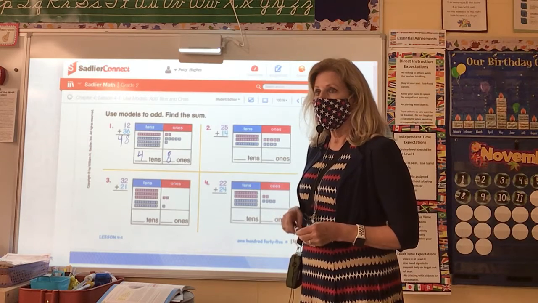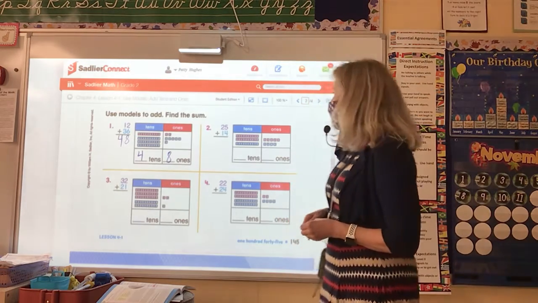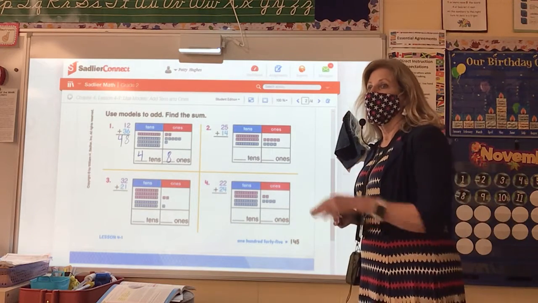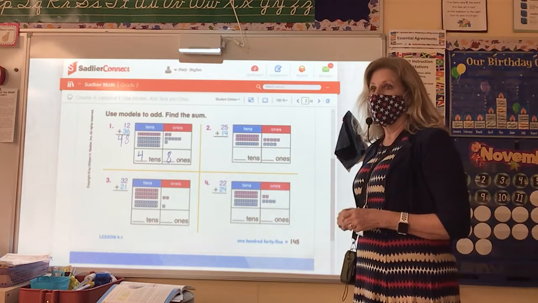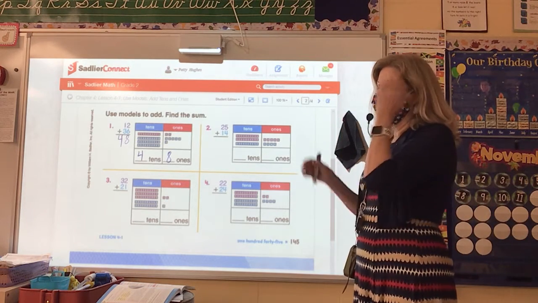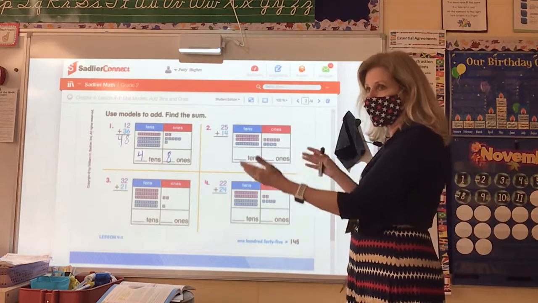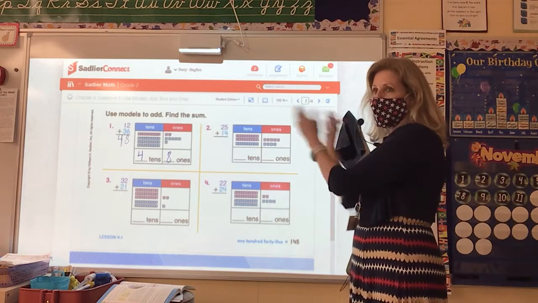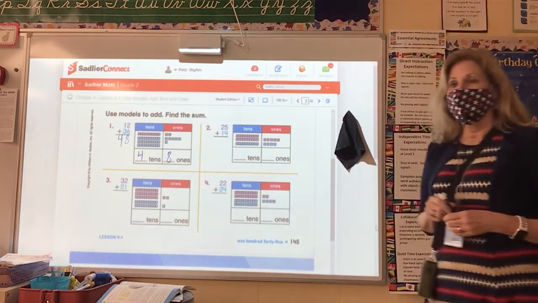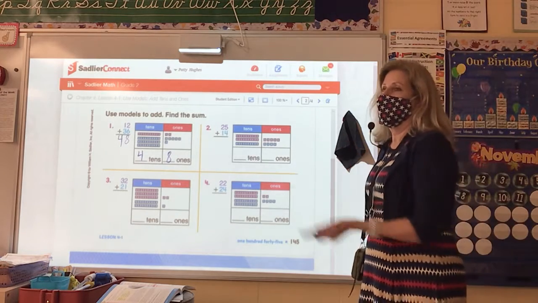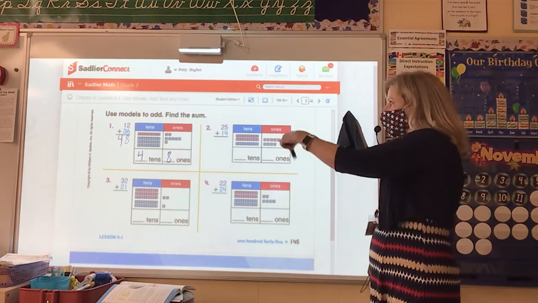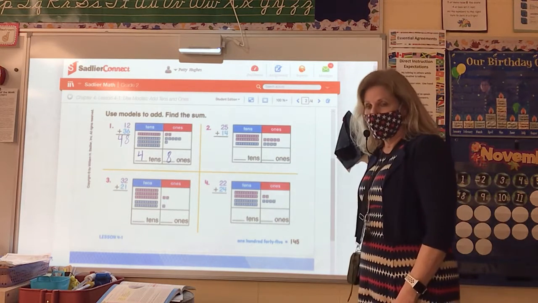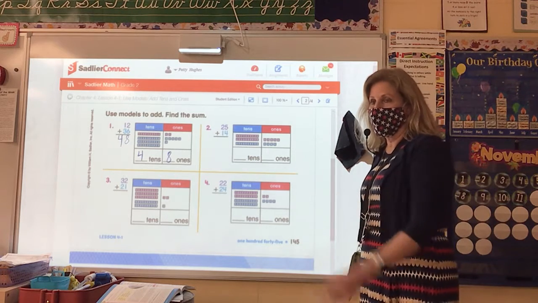So you can't put the tens first? No, we always start with the ones. Then we go to the tens. Okay? We write left to right, but in math, we solve our problems, our equations, from right to left. Okay? Always start with your ones, and then add your tens, and then so on and so on, no matter what it is.